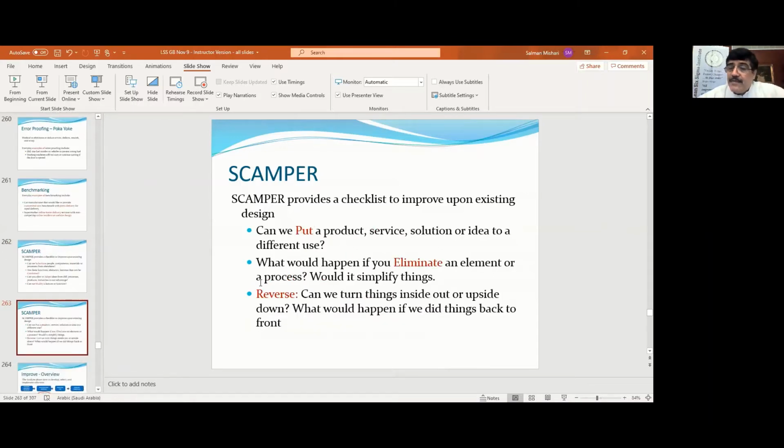Can we put a product, service, solution, or idea to a different use? What would happen if we eliminate an element in the process? So what if we eliminate this? What would happen? Because this is trying to generate solutions, basically. Reverse. Instead of going this way, can we reverse things, maybe inside out or upside down? What would happen if we did things back to front? It's just a method: you analyze your problem, then you put some solutions on the table and you try them.